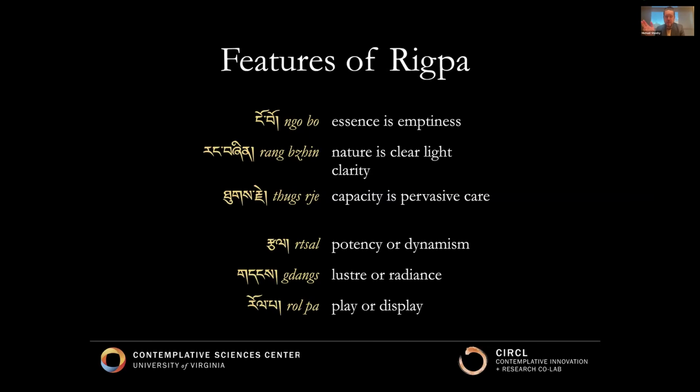There are two tripartites, right? The first is that its essence is empty. Its nature is clear, or clarity, clear light. Its capacity is pervasive care. And these three, being empty, means here that there's no intrinsic substance that can be identified. There's no color or shape, there's no weight, there's no phenomenal or material substance that can be identified.